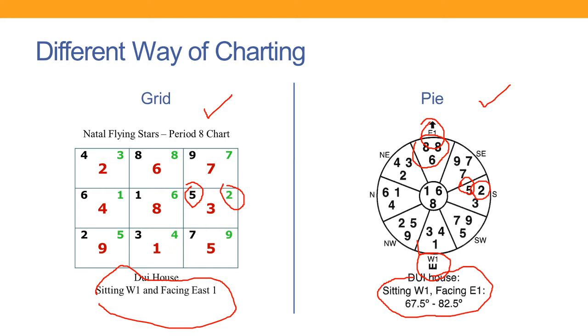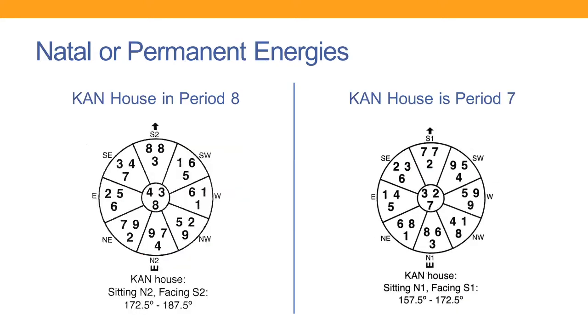Okay, now let's get on to another explanation. When you see this chart, it's a flying star feng shui chart of a house that was built in period 8, let's say like this house. Each period house will have its own natal chart, and the natal chart is basically the permanent energies of that particular house. So it's like your birthday.